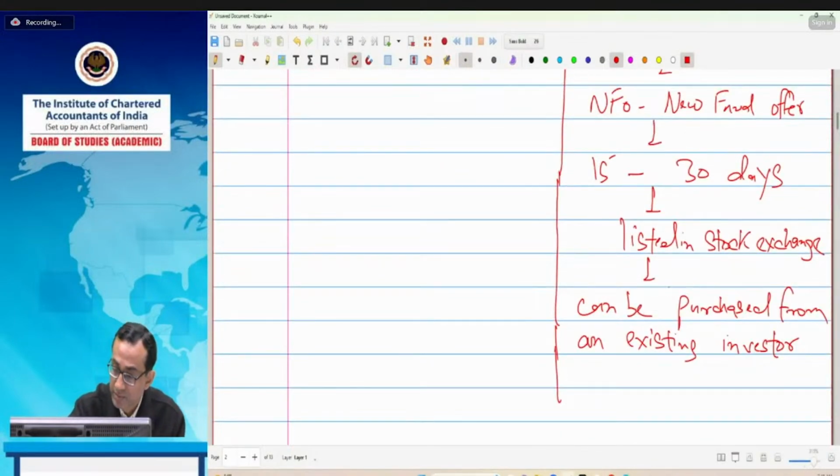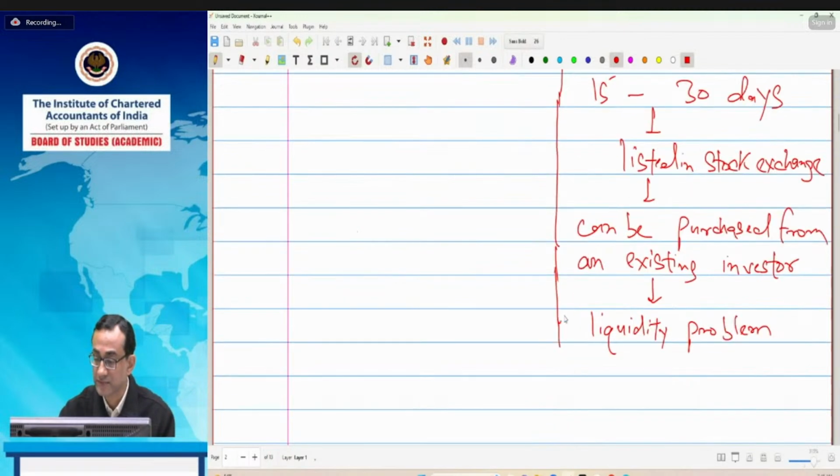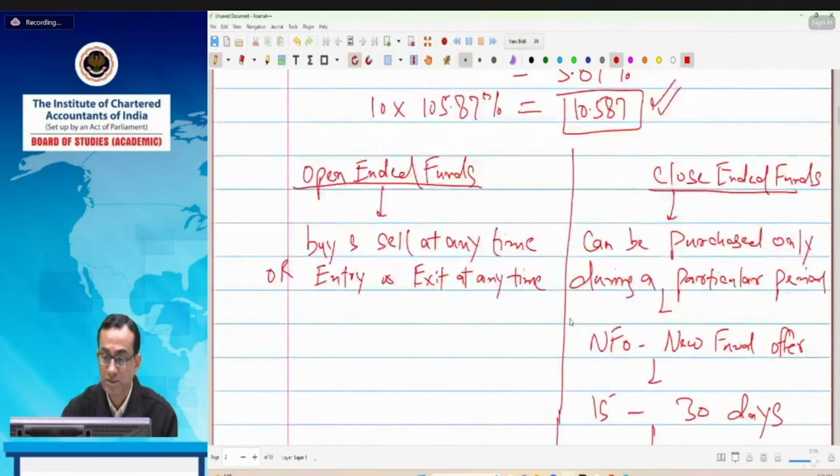But the problem that closed-ended fund investors sometimes encounter is the liquidity problem. Because it is not frequently traded, it is sometimes very difficult to sell the closed-ended fund in the stock exchange. So these are the open-ended funds and the closed-ended funds.